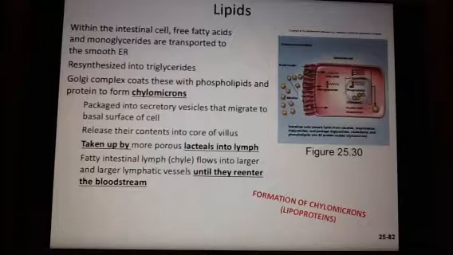And so then they're packaged in vesicles that go to the surface of the cell, and then they are released. They are released into lymph, and then eventually the lymph vessels, we know kind of the system of that, and then eventually these lipoproteins will re-enter the bloodstream.